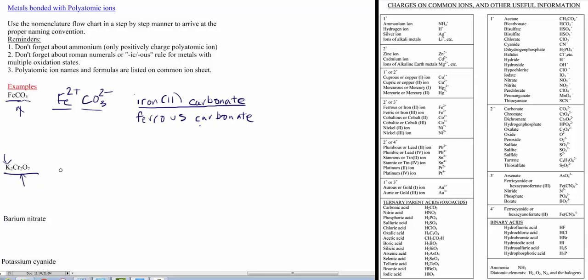So naming this compound is as easy as name the metal and then name the polyatomic ion. So the metal here, potassium, and then the polyatomic ion here is Cr2O7. Again, looking it up on your polyatomic ion sheet, you'll find the Cr2O7 2 negative ion listed as the chromate, I lied to you, listed as the dichromate ion. So this species is potassium dichromate.